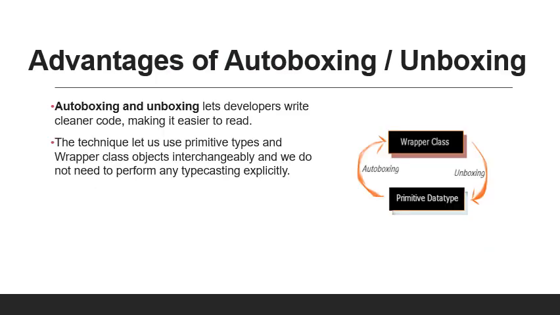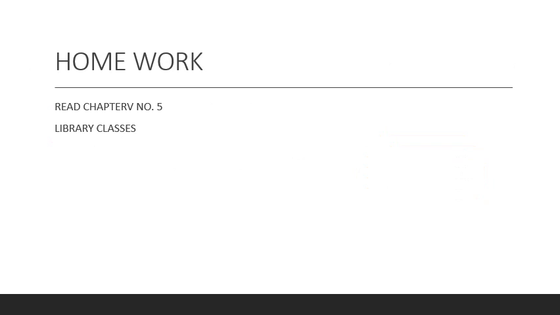So what are the advantages of autoboxing and unboxing? Autoboxing and unboxing let developers write clear code and make it easy to read. This technique lets us use primitive types and wrapper class objects interchangeably, and we do not need to perform any typecasting explicitly. So this was about your chapter number 5.